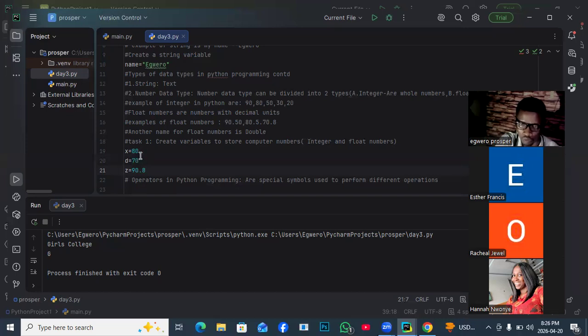Now we want to do some calculation. We want to perform some calculation with these numbers stored in these three variables. But before that, we want to look at what operators are, because for us to be able to perform calculation with the values in these variables, we need to understand what operators in Python programming are. In programming generally, not just Python, anytime you hear a programmer using the word operator, it means special symbols used to perform different operations. I hope that is clear.